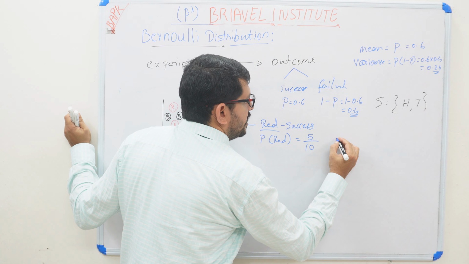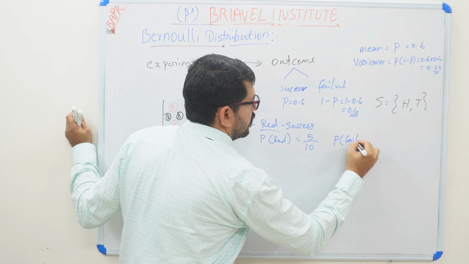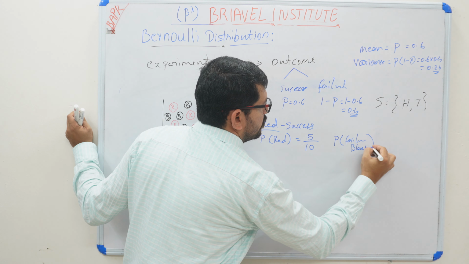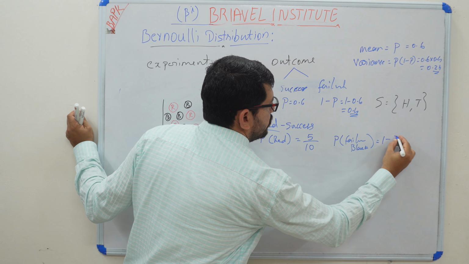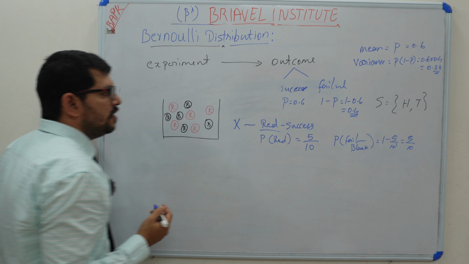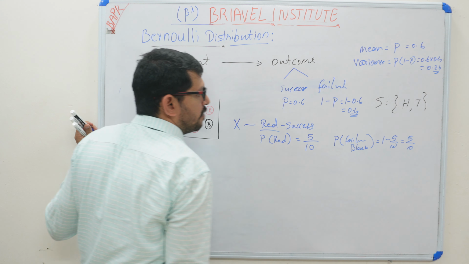And what is the probability of getting black? That is my failure. Probability of failure. Failure means it is a black ball. So what is the probability? That is 1 minus 5 by 10. So that is also the same, 5 by 10. Getting the black balls has the same probability.